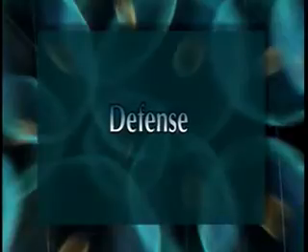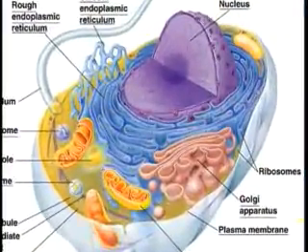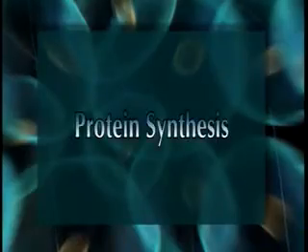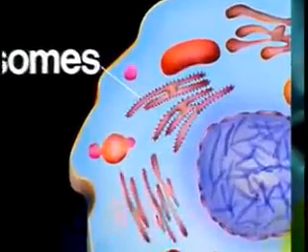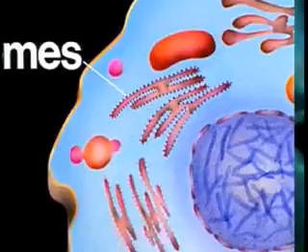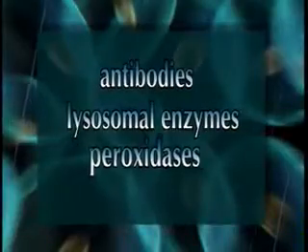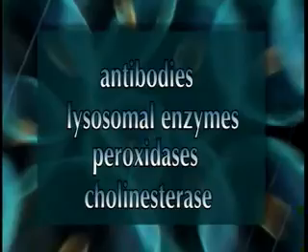Number three, defense. The nuclear envelope separates the genetic material of the cell from the cytoplasm and so protects the DNA from the mutagenic effects of cytoplasmic enzymes. Number four, protein synthesis. Ribosomes associated with the outer surface of the ectokaryotheca are involved in the synthesis of antibodies, lysosomal enzymes, peroxidases, and choline esterase, for example, in the nuclear envelope of nerve cells.